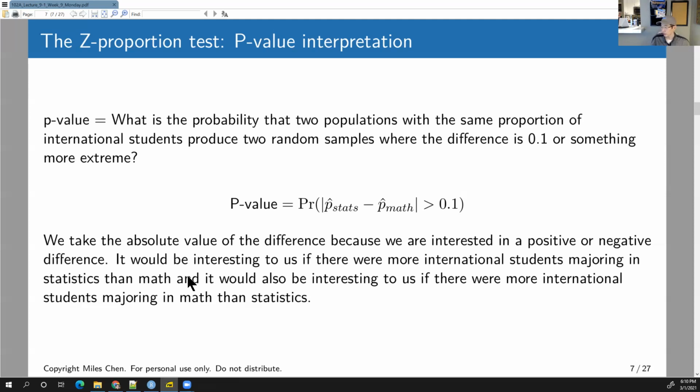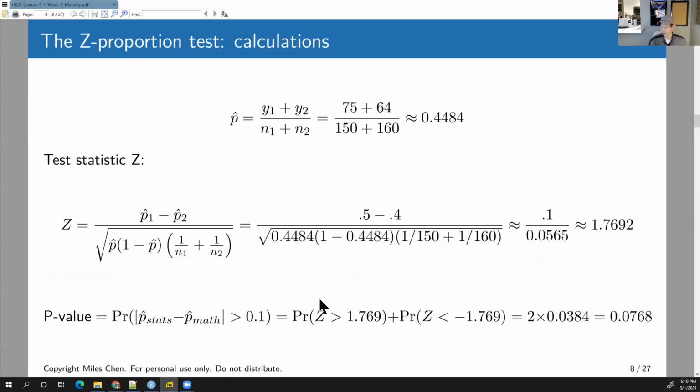Okay. And here, because we're interested in either a positive or a negative difference, we're going to use the absolute value. We're going to take the absolute value of the difference. We're interested if there were more international students majoring in stats than math, and it would also be interesting to us if there were more international students majoring in math than statistics for this example.